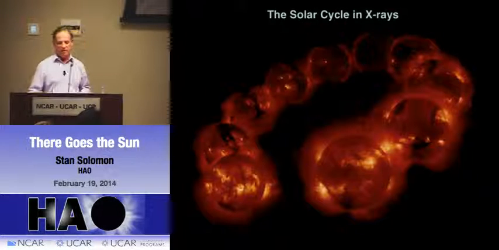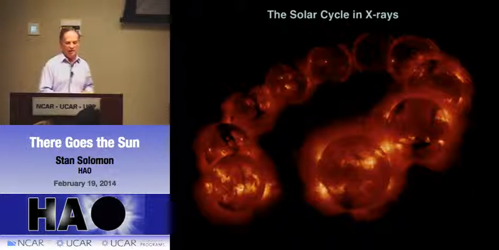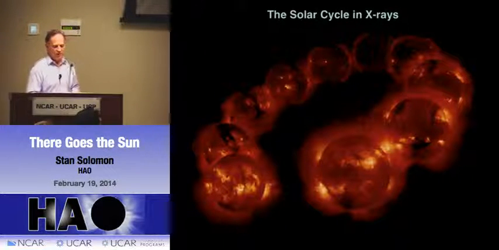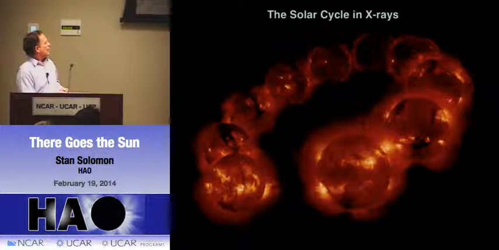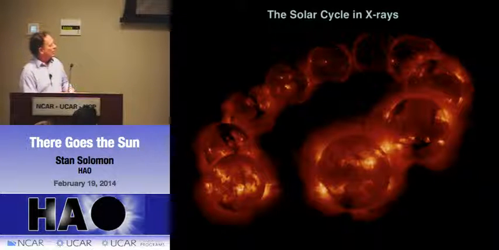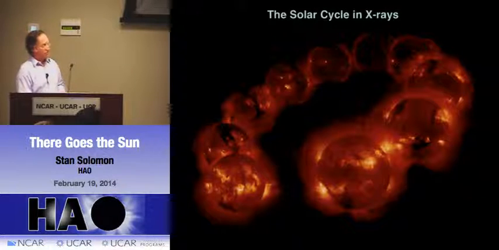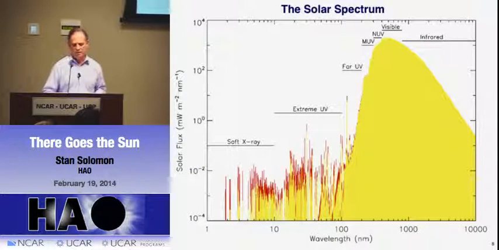Here's another one of these montages. This is from the Yohkoh satellite, and in X-rays this is on the order of 1 to 10 nanometers. Here we're going from the peak of solar cycle 22 down to the minimum and back up to the peak of solar cycle 23. The variability at these wavelengths is even larger, like an order of magnitude.